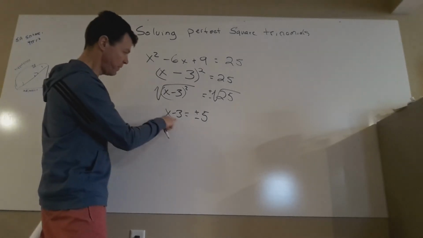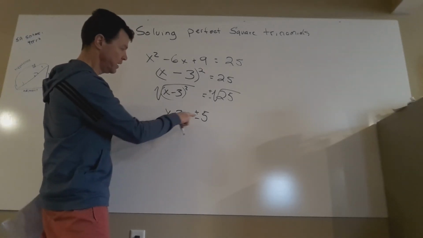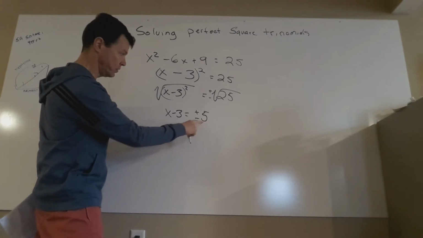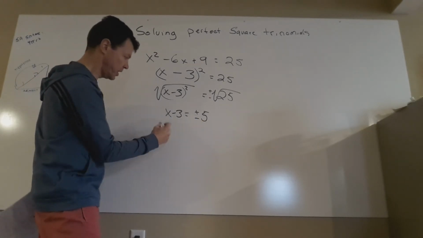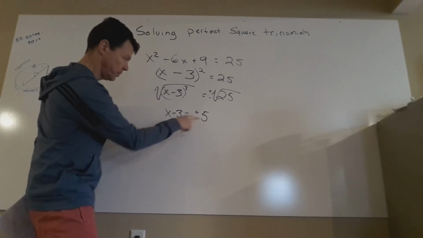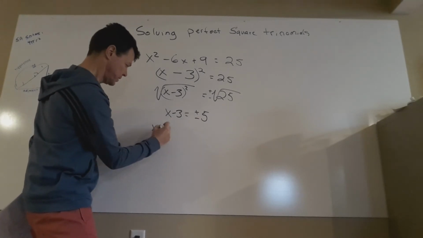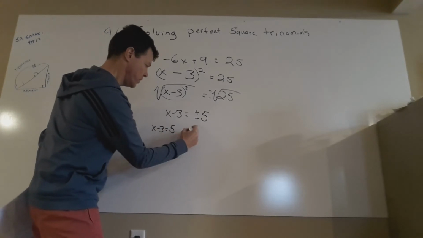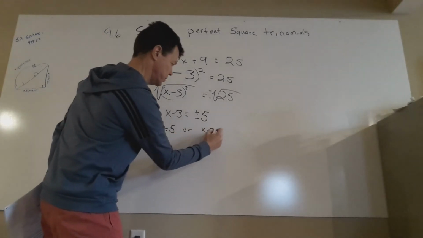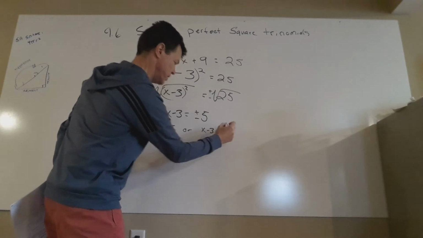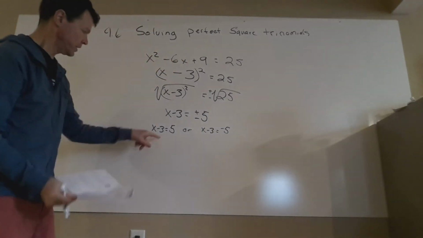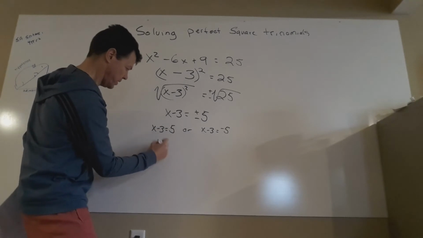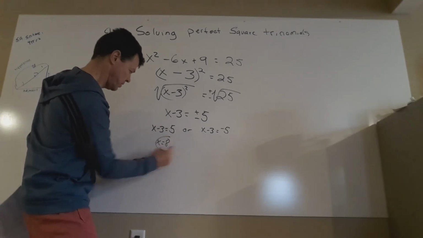So then this simplifies to x minus 3 equals a positive 5 or negative 5. I just write them like this to show both of them. And we're going to solve for x with both possibilities. X minus 3 equals 5, or x minus 3 equals negative 5. So in this situation, add 3 to both sides, so then x equals 8.